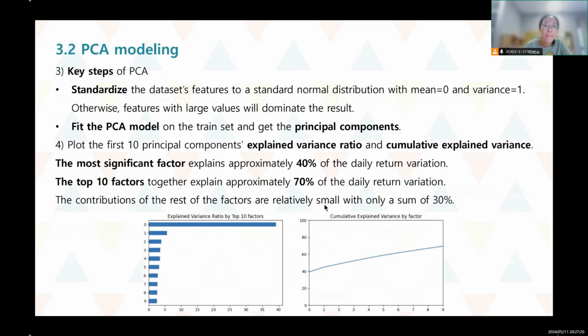I plot the first 10 principal components, explained variance ratio, and cumulative explained variance. We can find that the most significant factor explains approximately 40% of the daily return variation. The top 10 factors together explain approximately 70% of the daily return variation. The contribution of the rest of the factors are relatively small, with only a sum of 30%.